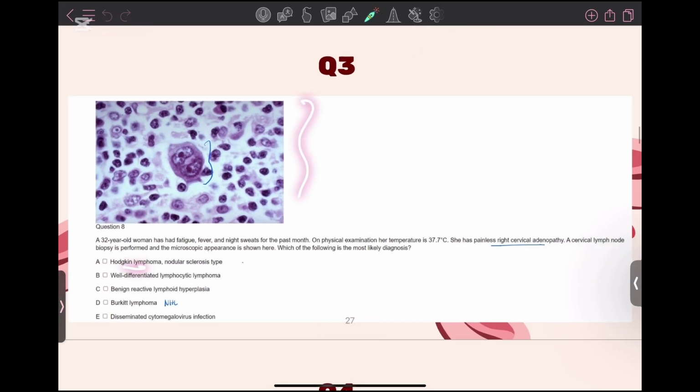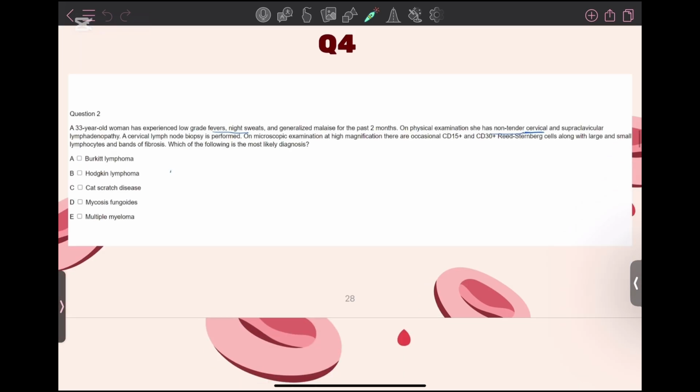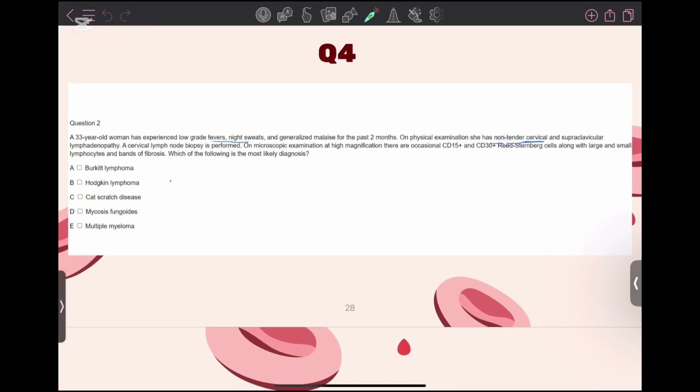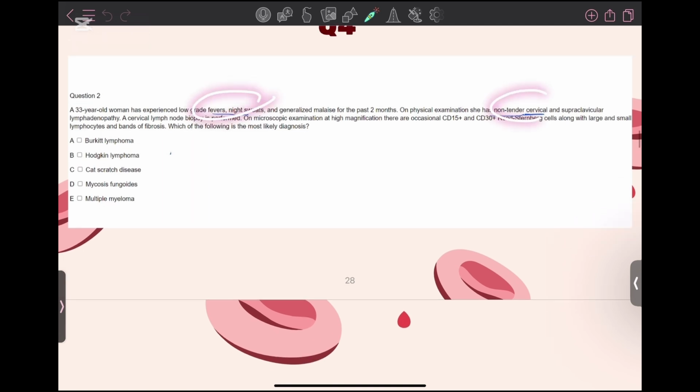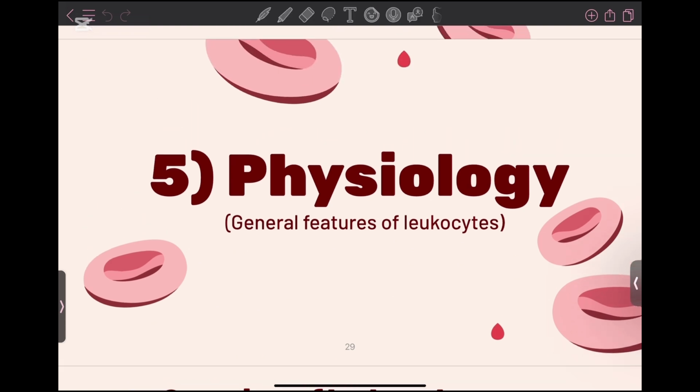You may not understand this now, but when you study your practical slides, you're going to understand this. Another feature, even if you don't understand this, is painless. I said painless cervical adenopathy. Quickly, this is Hodgkin lymphoma. And this is the final question. Again, I said non-tender cervical lymph nodes, fever or night sweats. Quickly, this is Hodgkin lymphoma. The clinical picture.